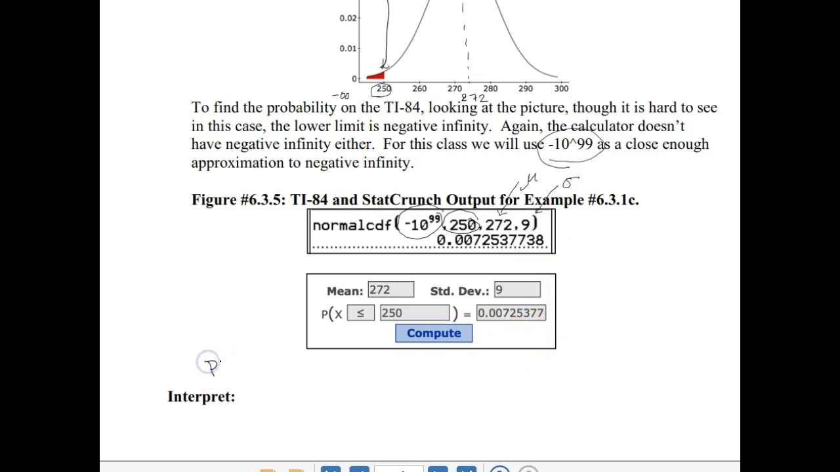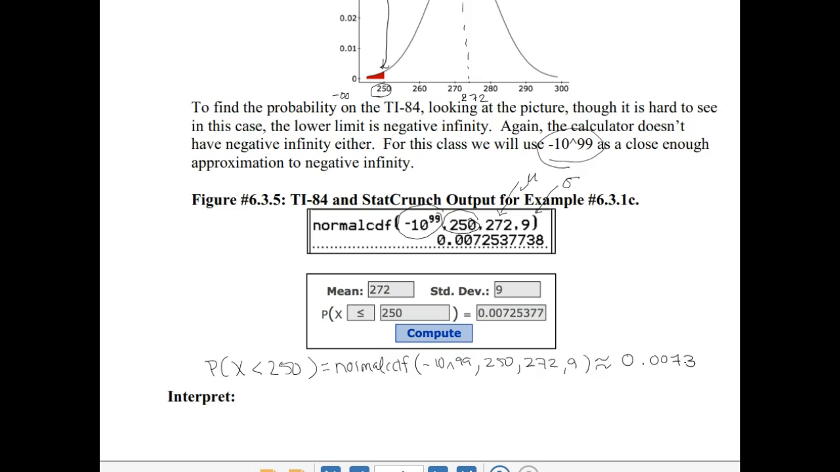So in this case, we've got the probability that x is less than 250. So that was our probability statement we started with. That is equal to normal CDF, negative 10 to the 99th power, comma 250, comma 272, comma 9, which rounded off is about 0.0073.